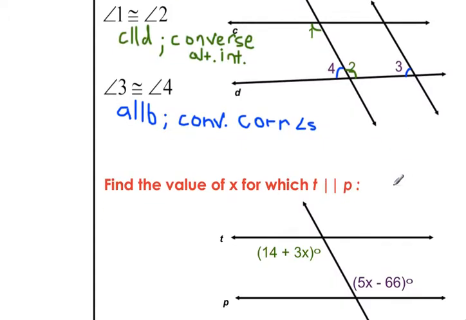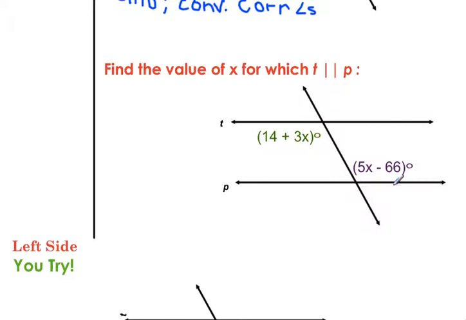All right, let's move down here. I ask you to find the value of x that would make t and p parallel. So we're going to use the converse again. And if I want to say that these are parallel, I need to know that these alternate interior angles are congruent. So to solve for x, I'm going to set those equal to each other. So I'm going to say 14 plus 3x equals 5x minus 66. And we're going to solve this as normal.